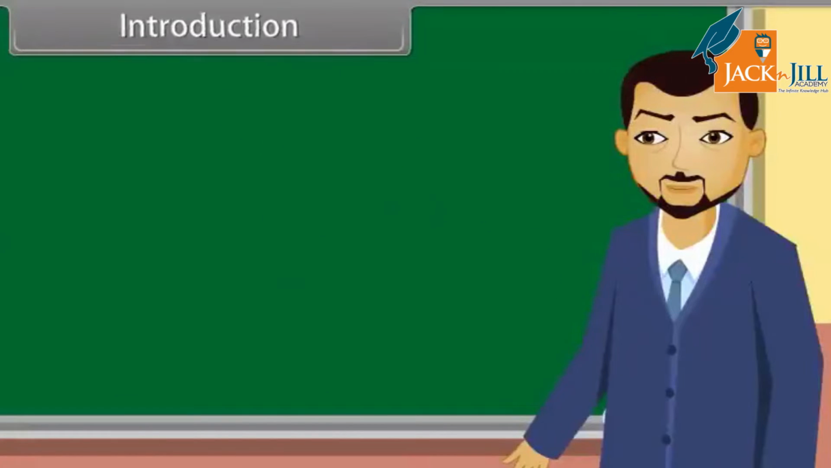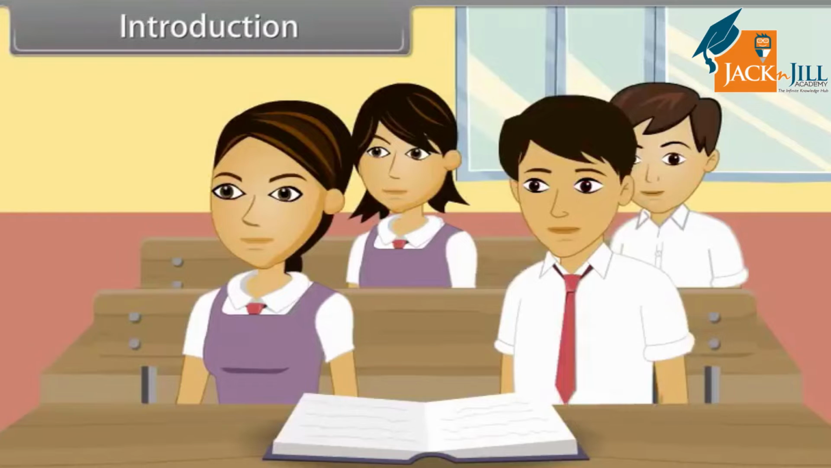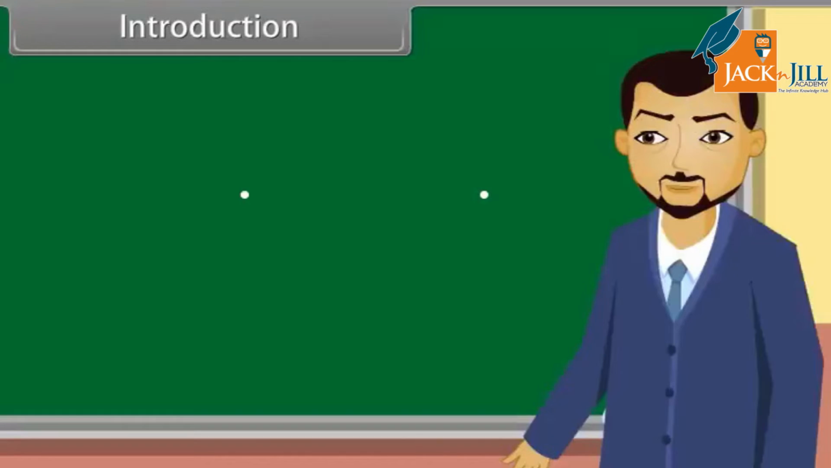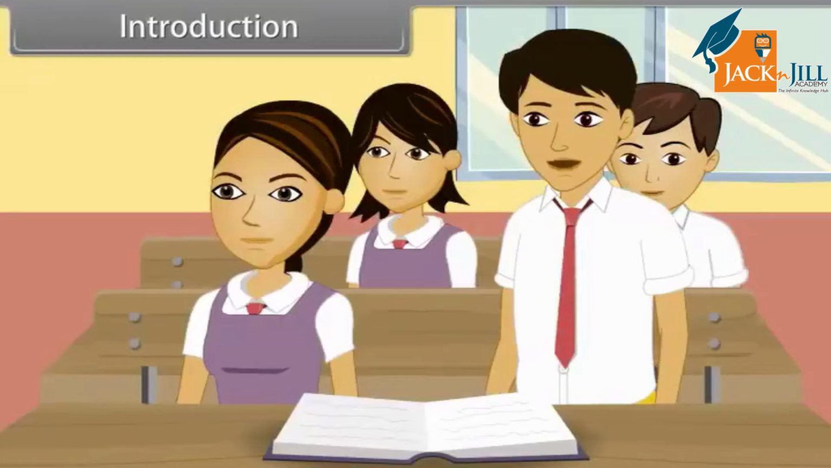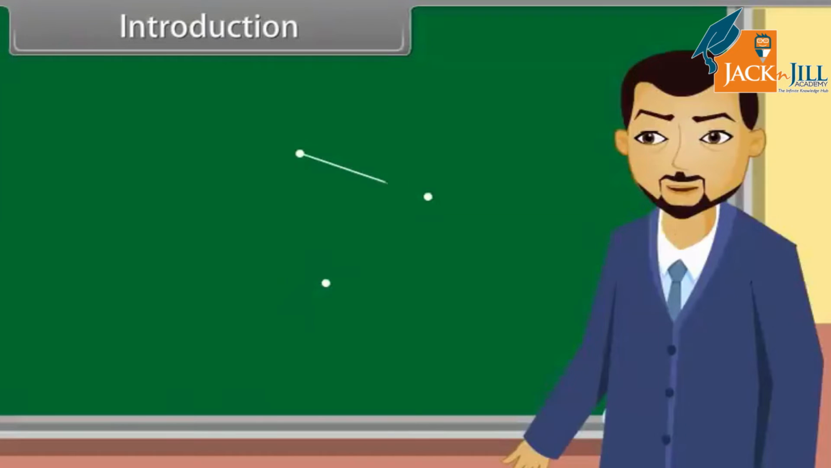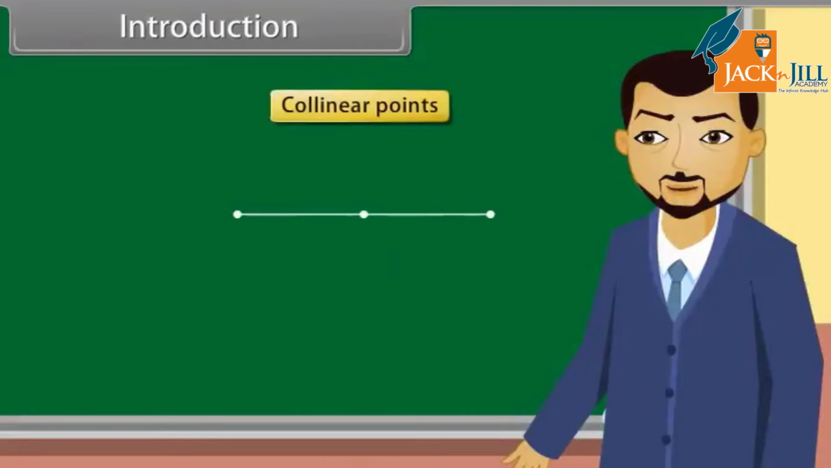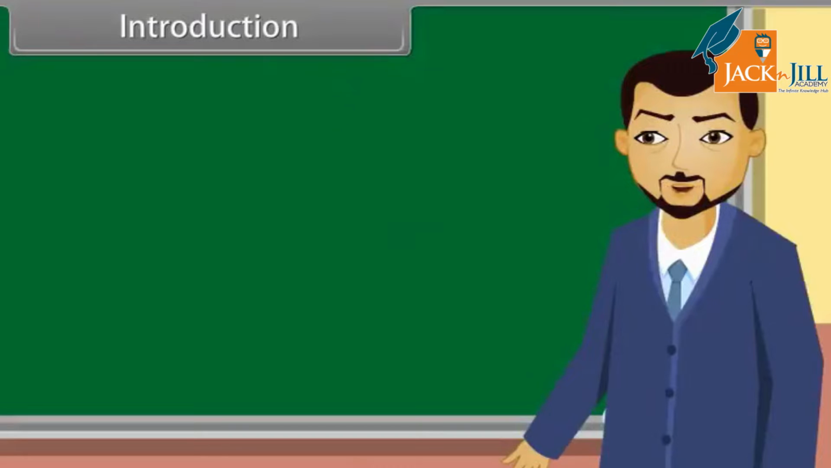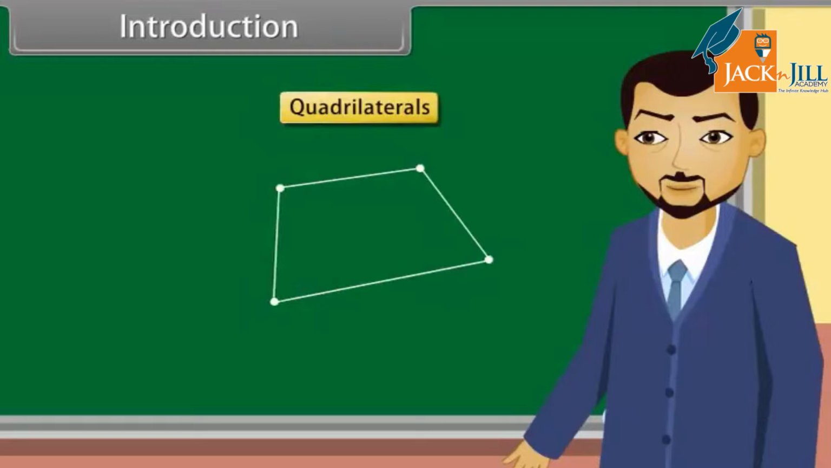Introduction. Students, can you tell what we get when we join 2 points? A line. Yes, we get a line when we join 2 points. And what do we get when we join 3 points? A triangle. Yes, we get a triangle. We also get collinear points. Today we'll study about quadrilaterals. A quadrilateral is formed when we join 4 points.